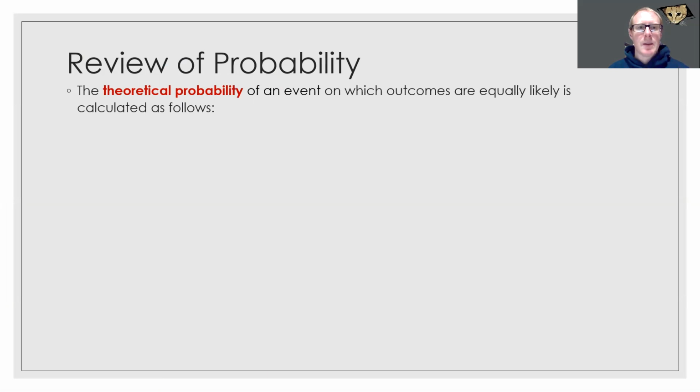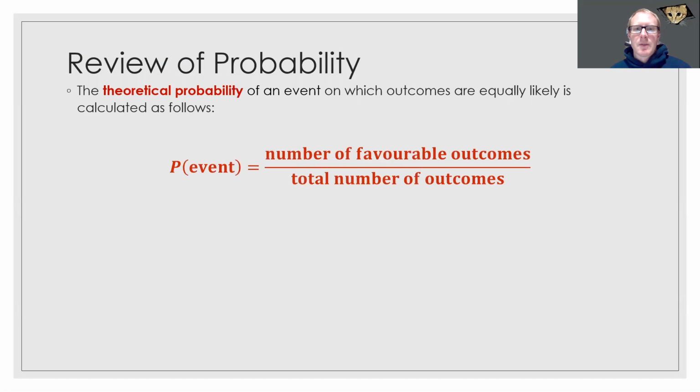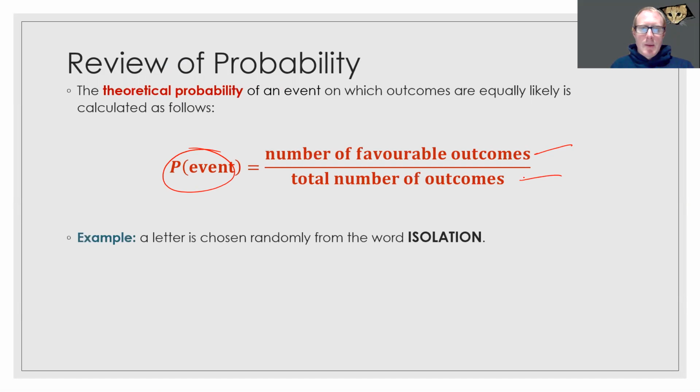And you can read there that the theoretical probability of an event on which outcomes are likely is calculated as the following. So the probability of an event is the number of favorable outcomes divided by the total number of outcomes. Now, that might sound confusing, but let's look at an easy example.